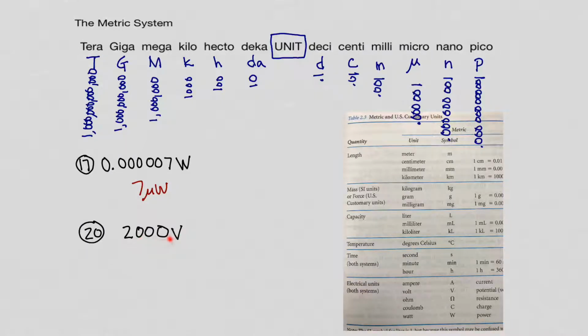In number 18, we've got 2,000 volts. Now, what is 2,000? Well, we've got 3 zeros in here. So if I come up here, I see 3 zeros at kilo. So this is going to be, and then a 1 times a 2 is a 2. So it's going to be 2 kilovolts. So I'm getting these just by counting the number of zeros that we've got.